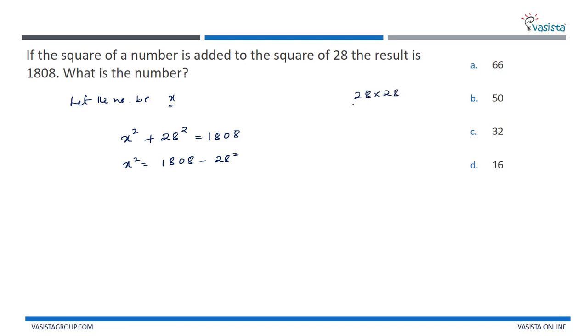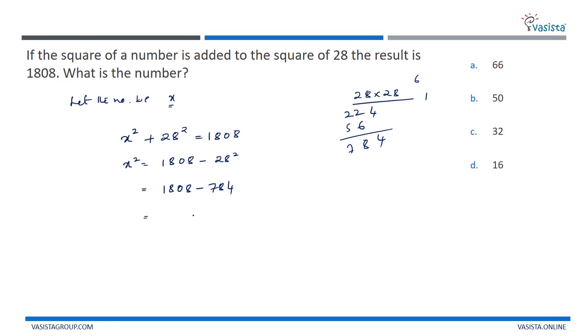28 into 28: 8 times 8 is 64, 6 carry. 8 times 2 is 16 plus 6 is 22. Correct? So 2 times 8 is 16, 1 carry. 2 times 2 is 4 plus 1, 5. 4, 6 plus 2, 8. 5 plus 2, 7. So this will become 1008 minus 784.